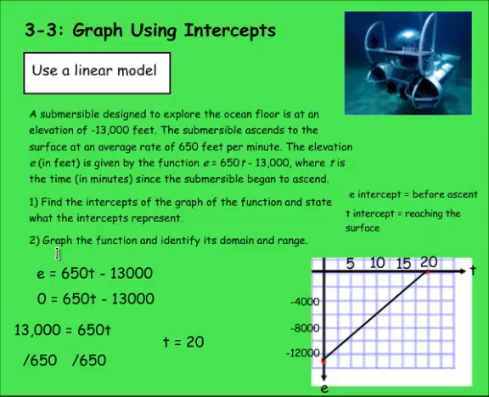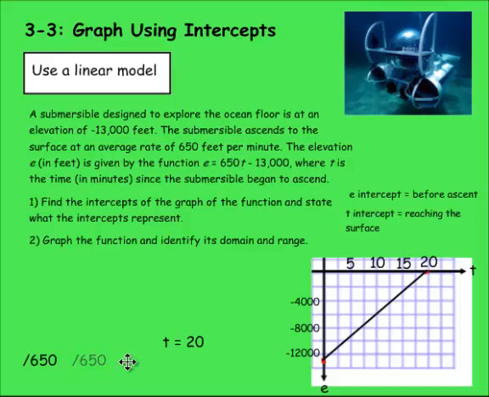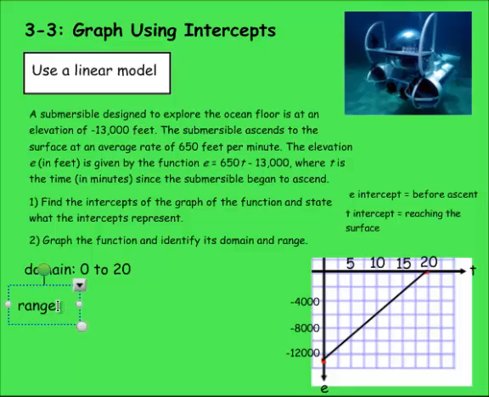We've already graphed this function, which number 2 is telling us to do. So now we need to determine the domain and the range. The domain is the input, and the input here is always the x-axis, or t-axis in this case. We can't go below 0 because we don't have any data for that. So we started at 0 and we went to 20. So the domain would be 0 to 20. The range then would be anywhere from negative 13,000 feet, and then it stops at 0 feet. So range would be negative 13,000 to 0.